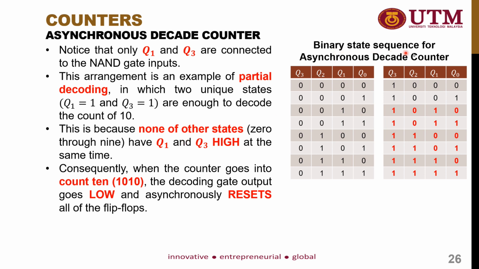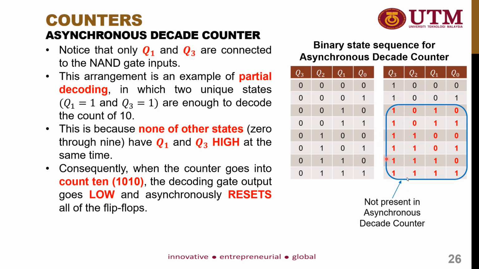Okay, this is the binary state sequence for the asynchronous decade counter. So you see here this is the initial state, 1, 2, 3, 4, 5, 6, 7, 8 and also 9. So we have 10 states, and the states above 9 are not present in the asynchronous decade counter because at that state the counter will be reset back to 0.